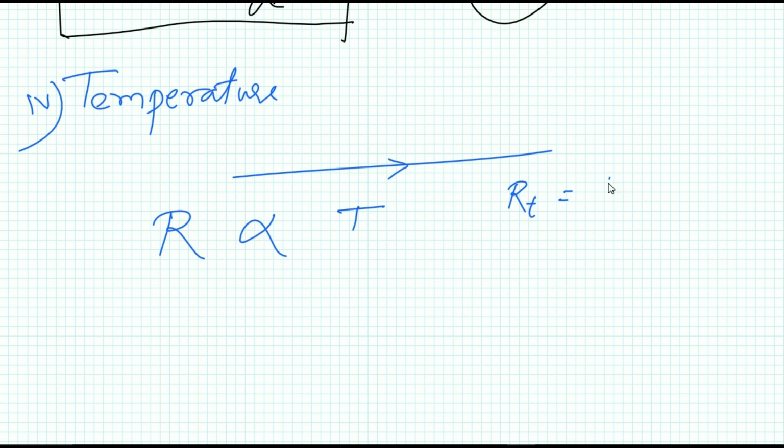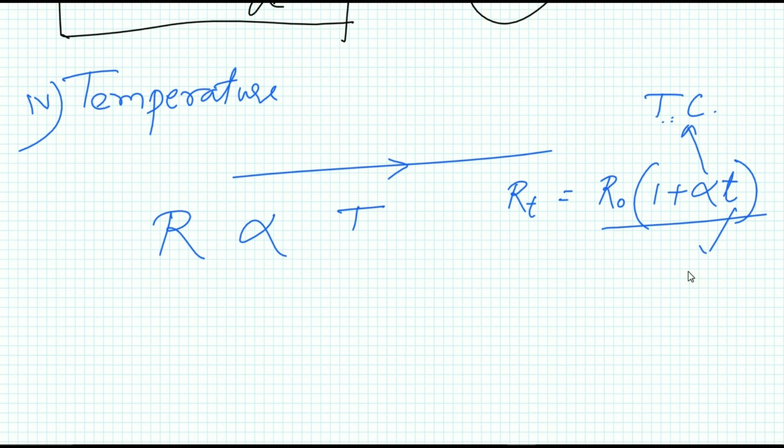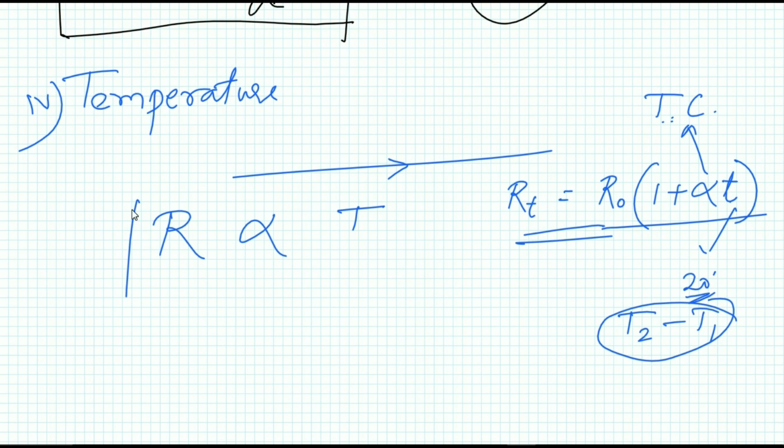RT equal to R0 into (1 plus alpha T), this equation, where alpha is the temperature coefficient of the conductor and T is the rise in temperature, okay. That means if the temperature goes 20 degrees up, this is the increase in temperature, okay. Or you can say T2 minus T1, that means the final and the initial temperature difference, okay. You will read this equation in the higher classes, right? So resistance of a conductor is directly proportional to temperature.